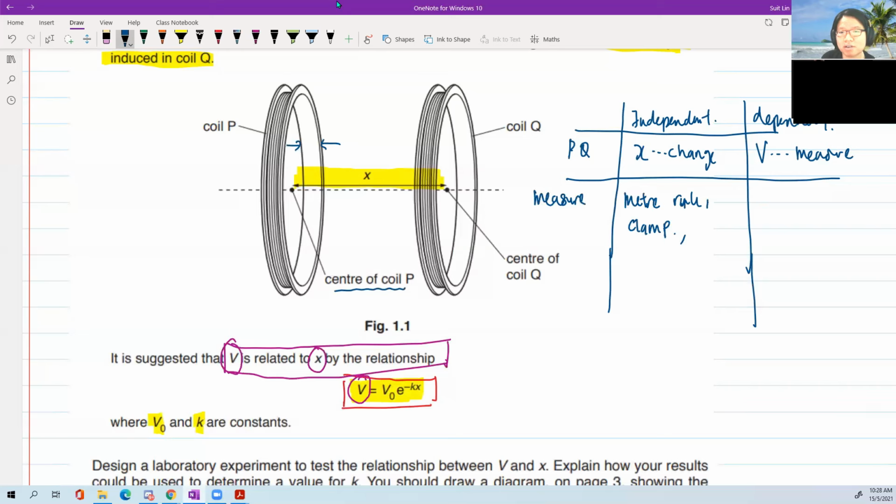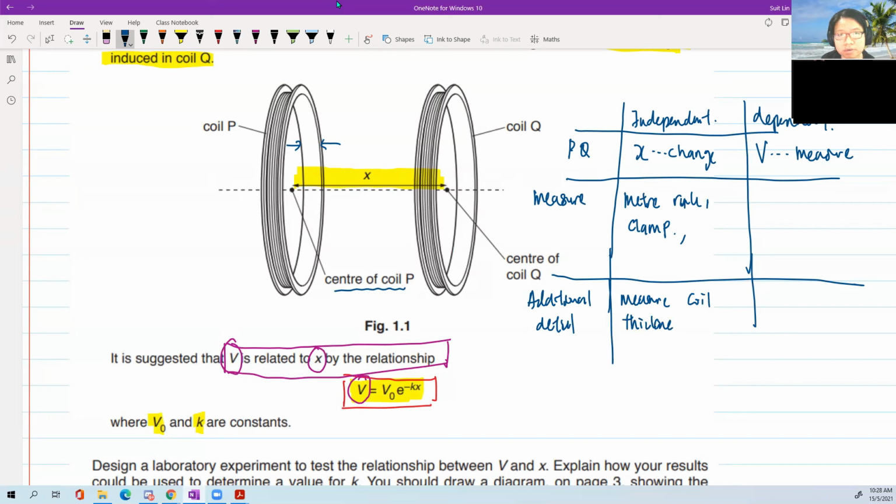Okay. So then the extra detail, additional detail, or basically the etc. here would be to maybe measure the thickness, measure the coil thickness. Okay, and then divide by 2. So whatever this T is, to find X, I will have to add that T over 2.